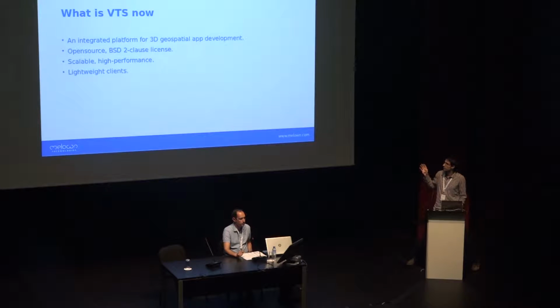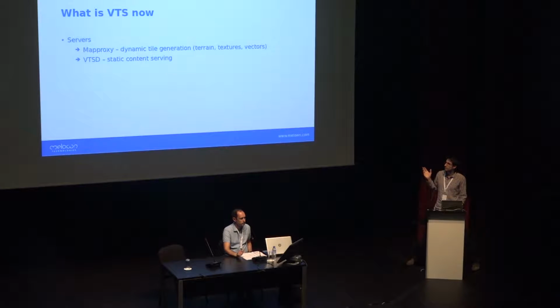I'll just go briefly through what servers it features. It has the data fusion capabilities we needed. So just briefly about the structure: it has two servers. The map proxy, the one that takes care of the dynamic, not only terrain, but generally dynamic tile generation for terrain, textures and vectors. And the VTS daemon, which serves static content.